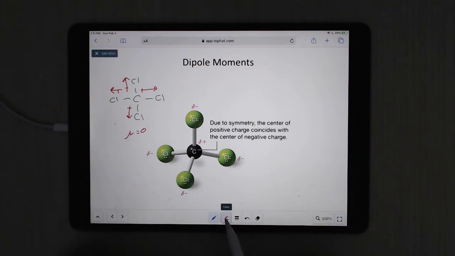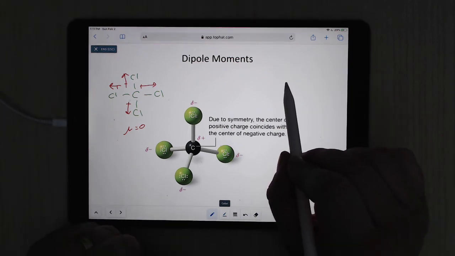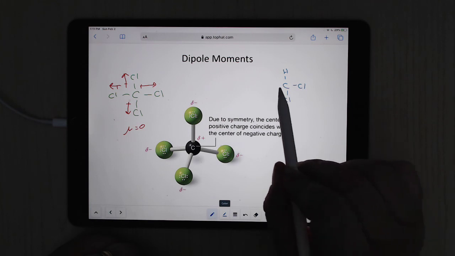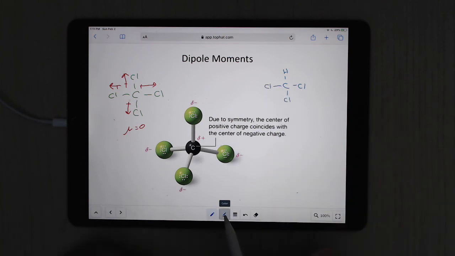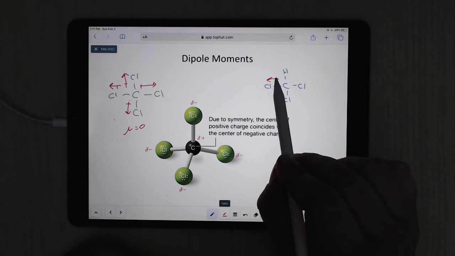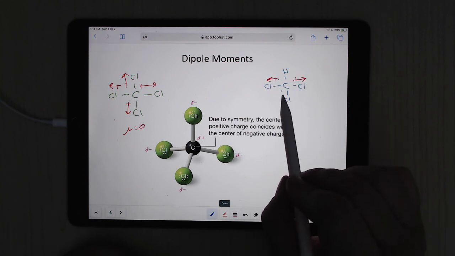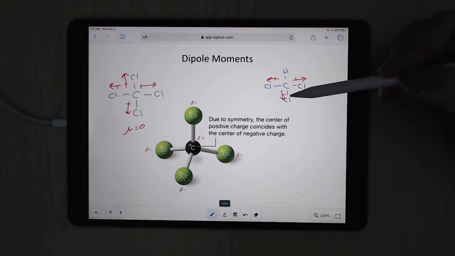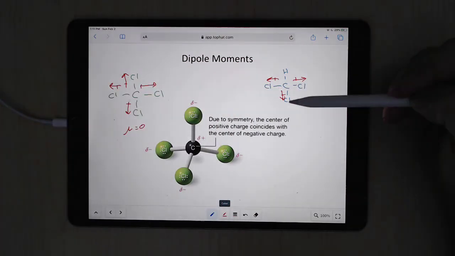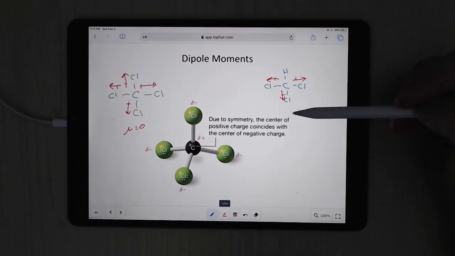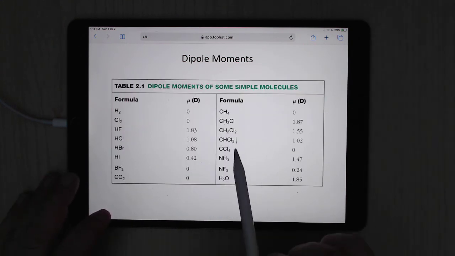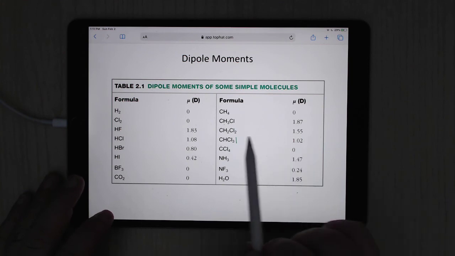But if instead we looked at chloroform, which has one of those chlorines changed to a hydrogen, now these two are going to cancel out, but this one here, there's nothing to cancel it out. Because this is a covalent bond, and so these two cancel each other out, but this one doesn't have one, and so this molecule here has a dipole to it, and you can see it here, 1.2.